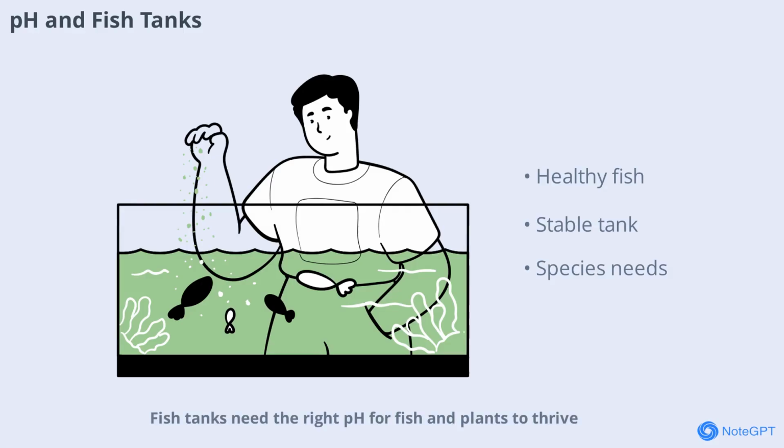Fish tanks need the right pH for fish and plants to thrive. Different species have different pH needs. Regular testing and adjustments keep the tank healthy and prevent stress or disease. Understanding pH helps aquarium owners create a stable and vibrant aquatic environment.